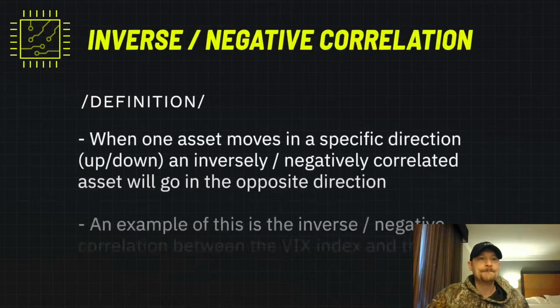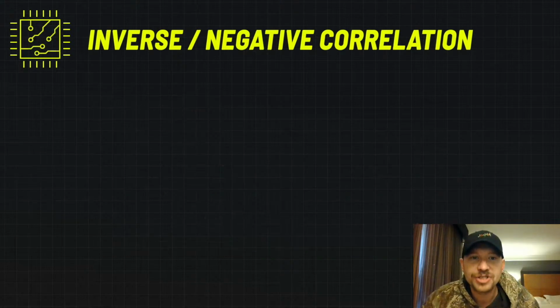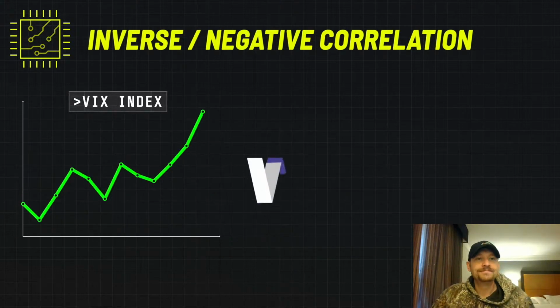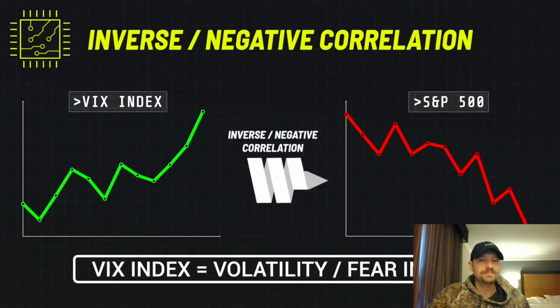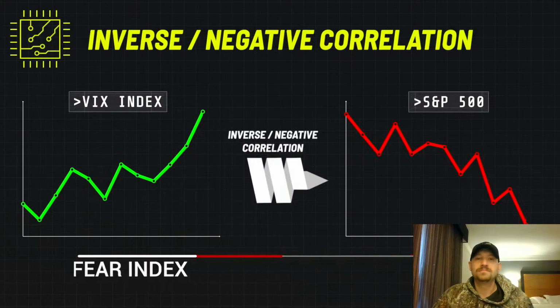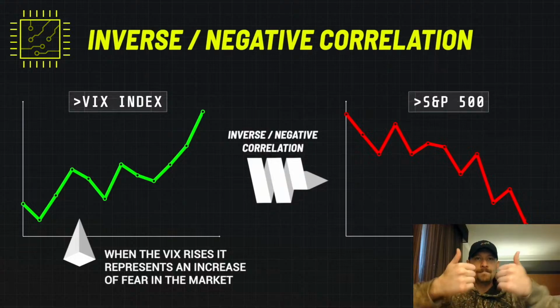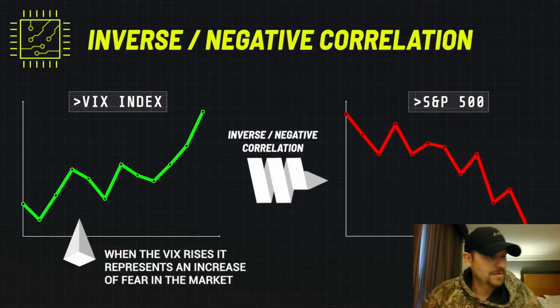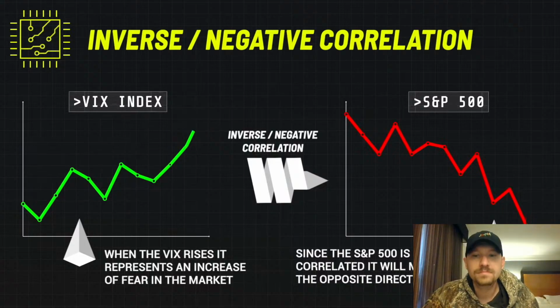This also means an inverse correlation is when one asset moves in a specific direction, an inversely correlated asset will go in the opposite direction. An example of this is the VIX index being inversely correlated with the S&P 500. The VIX index is the volatility index, also called the fear index, meaning when the VIX rises, it represents an increase of fear or uncertainty in the market. And since the VIX is inversely correlated to the S&P 500, when the VIX rises and fear increases, the S&P 500 falls. This is not the law. We are stating this in relative terms, so just use it as guidance.